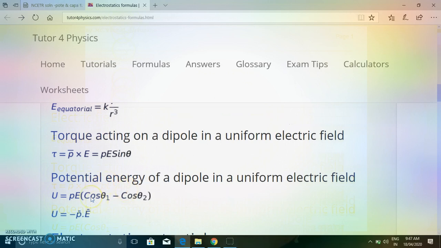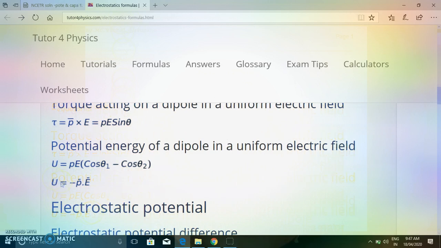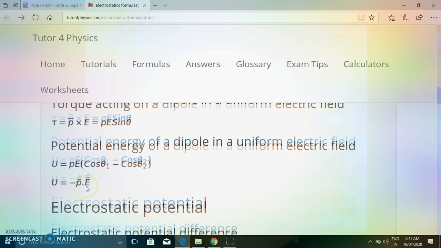Then the potential energy of a dipole in a uniform electric field, we already had this expression in our online classes. U, that is the electric potential energy of the dipole, is equal to minus P dot E, where P is the dipole moment and E is the electric field.